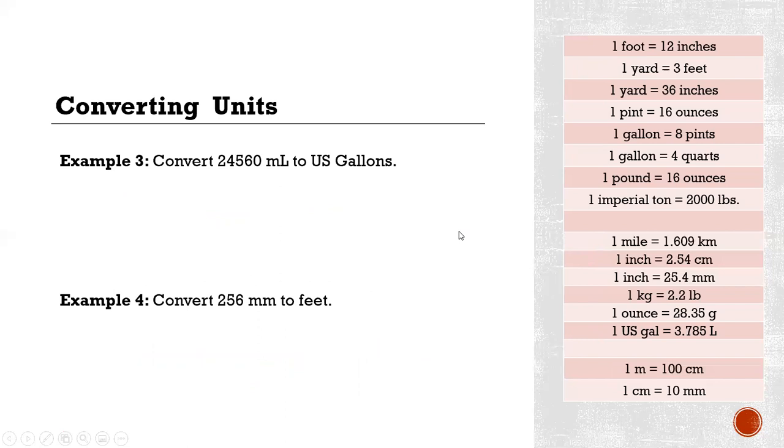Now we get to the next one. These questions are what I call a 2-step conversion. So they're easiest done in more than 1 step. So we want to go from milliliters to US gallons. So if we're looking at our chart, well, I left out all the metric prefixes. So if you need to, make a note of them.